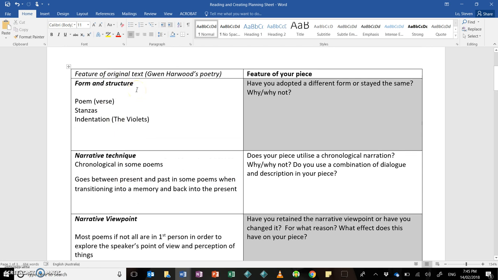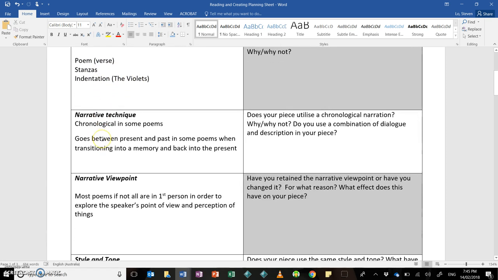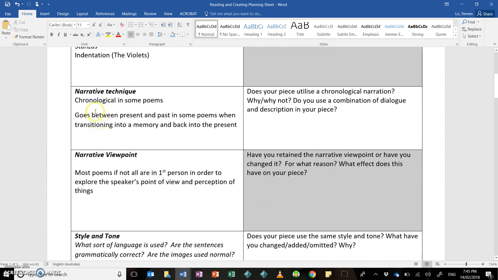So obviously the form of Harwood's texts are poems, which is verse. She's organized them into stanzas, and in some cases those stanzas are indented, like in the Violets. Now the narrative technique, usually her poems go in a chronological order, so things happen in a chronological way. However, in some poems she goes between the past and the present, like transitioning into a memory. So in that case, the narrative technique goes back and forth between different periods of time.